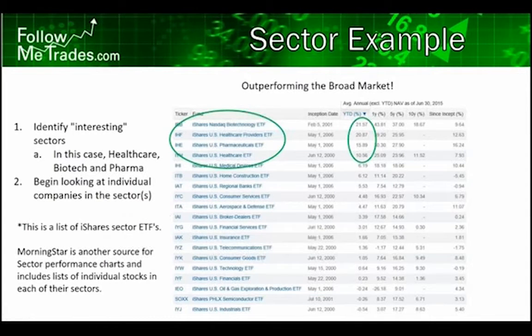This is the iShares sector list. At the same time that the broad market was stuck in a channel, I'm looking here. I go, what are the top performing sectors? These sector ETFs. And wow, looks like biotech, healthcare, pharmaceuticals. Wow, looks like that sector is on fire. The S&P is stuck at 0 year to date, going nowhere, and these are up double digits, into the 20s. Okay, good. Let's go look at that.